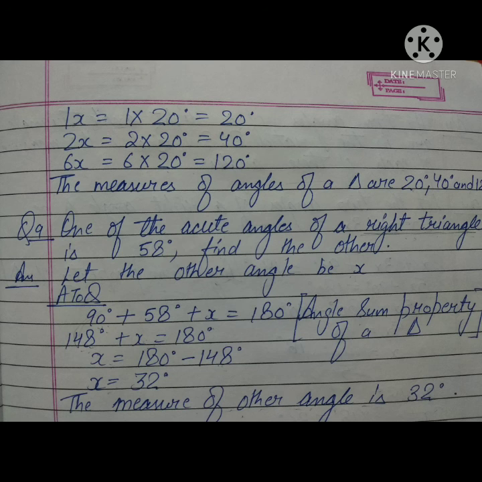148 plus x is equal to 180 degrees. x is equal to 180 minus 148 degrees. x is equal to 32 degrees. The measure of the other angle is equal to 32 degrees. Clear? Now come to the next question.